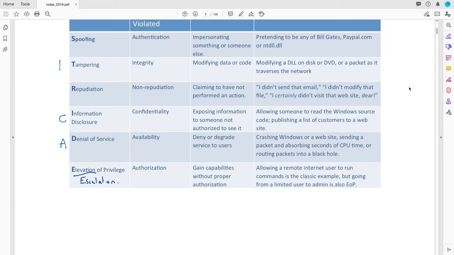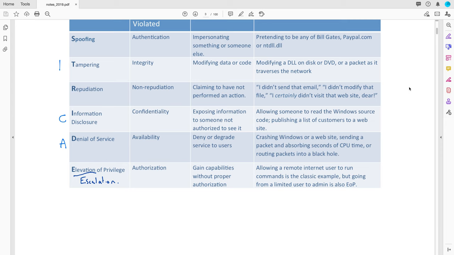Okay, tampering. Tampering is where you actually go and modify something. Something is supposed to be a certain way and you're changing it. It could be data or code, as in the example that's given. So data would be, say, an email going across the wire and I change the message inside it. Then it shows up at your email client and it's been changed. That would be an example of tampering; integrity is the property being violated. It could be software, like if I install malware on your computer.